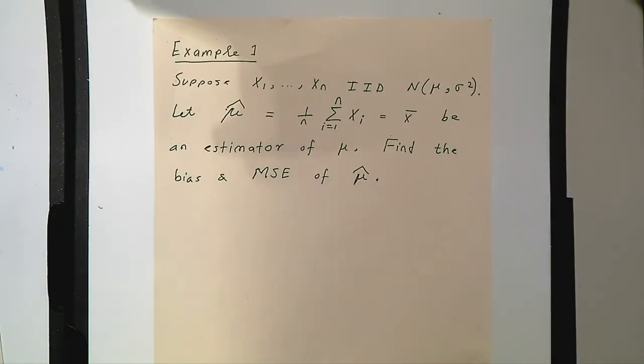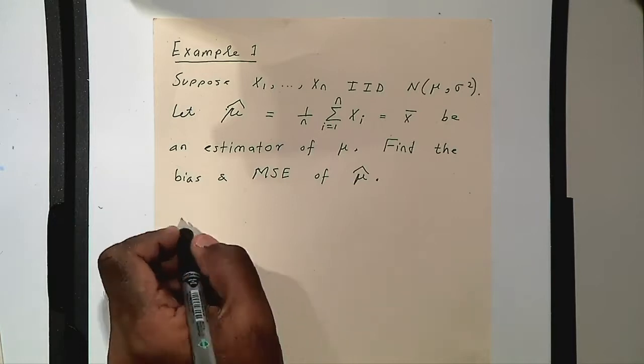Right, you read this example 1. You have a random sample from a normal distribution with parameters mu and sigma squared, and we have an estimator for mu, which is the sample mean, and we want to find the bias and the MSE of mu hat. Okay? All right.